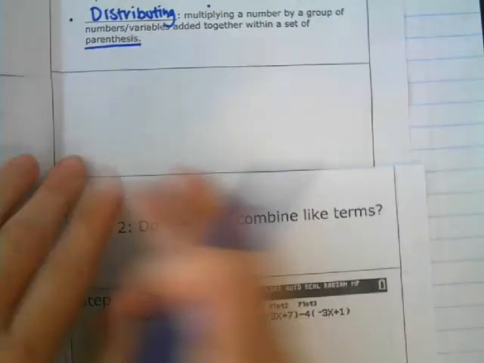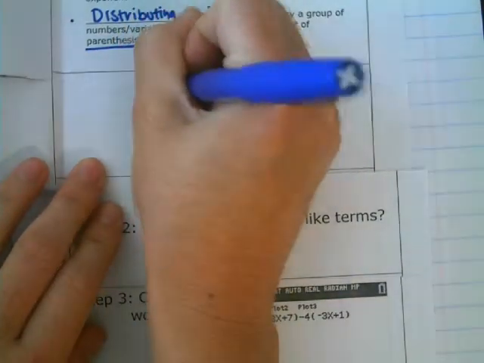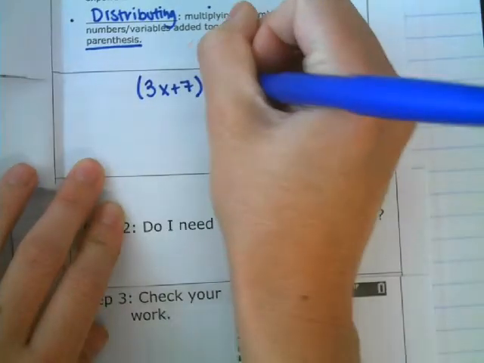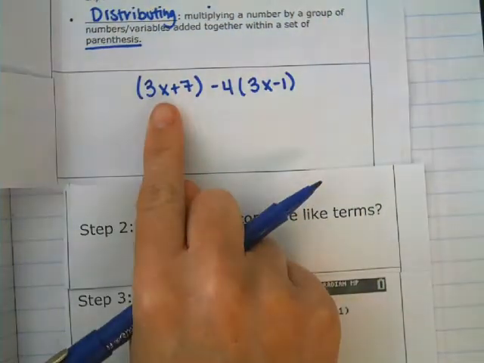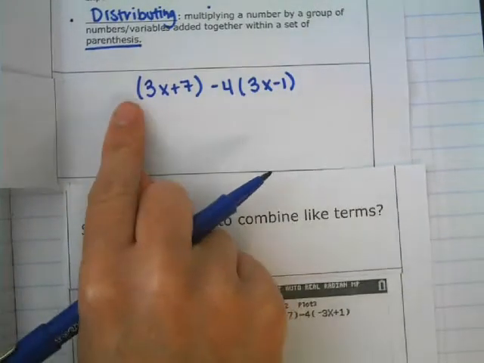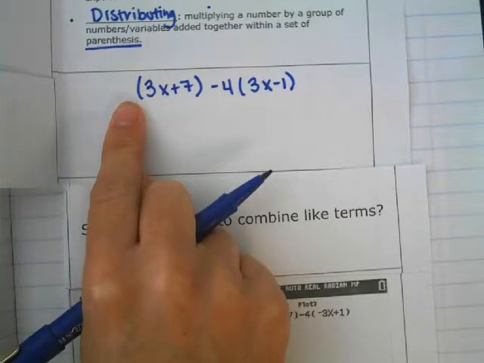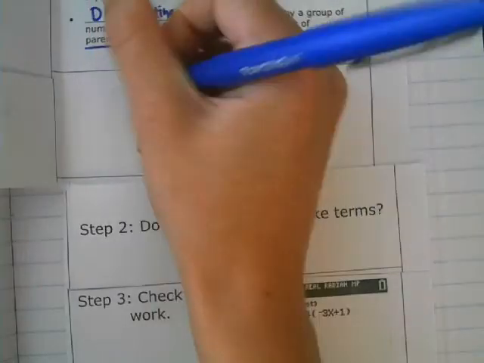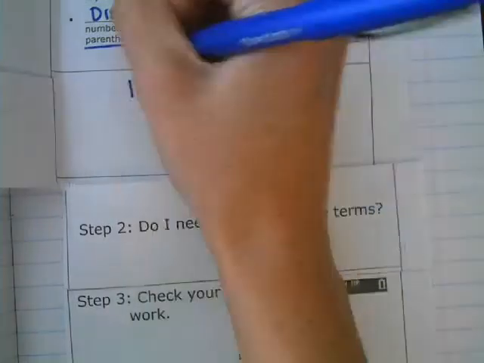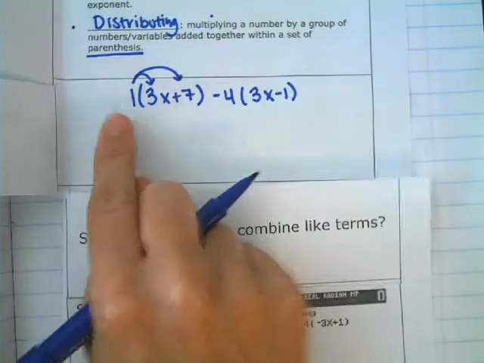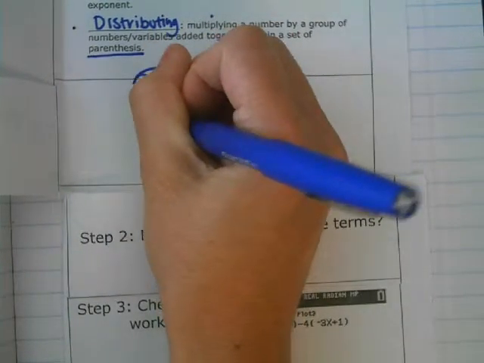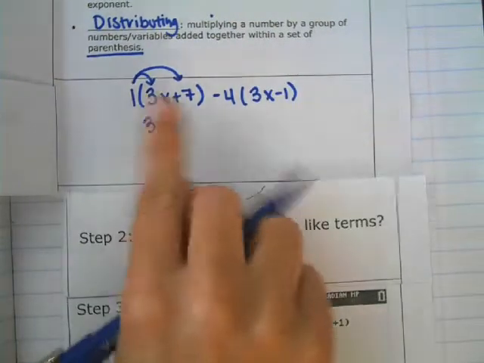I'm going to flip my tab open, and I'm just going to rewrite the expression. Okay, so we are going to have to distribute twice. Looking at this first set of parentheses, we're looking for the number directly in front of it. This one does not have a number. When it doesn't have a number, it's going to be a 1. If we distribute that in, just like it says up here, we are multiplying. 1 times 3x will stay 3x. 1 times 7 will stay 7.